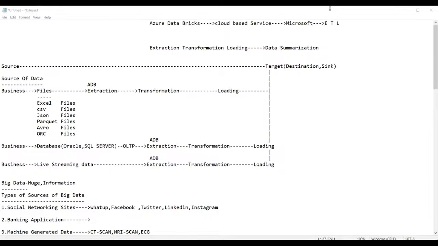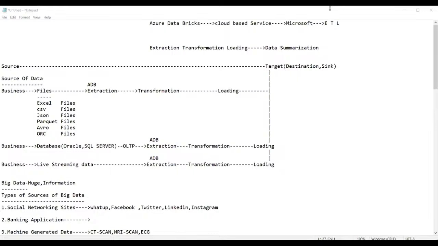To be an Azure data engineer, what are the services we need to know? If you know ADF, then you are called an Azure data engineer. If you know ADB, then also you are called an Azure data engineer. If you know Synapse, then also you are called an Azure data engineer only.